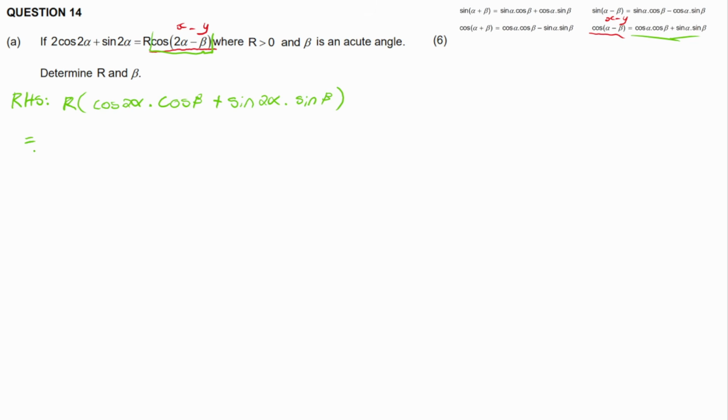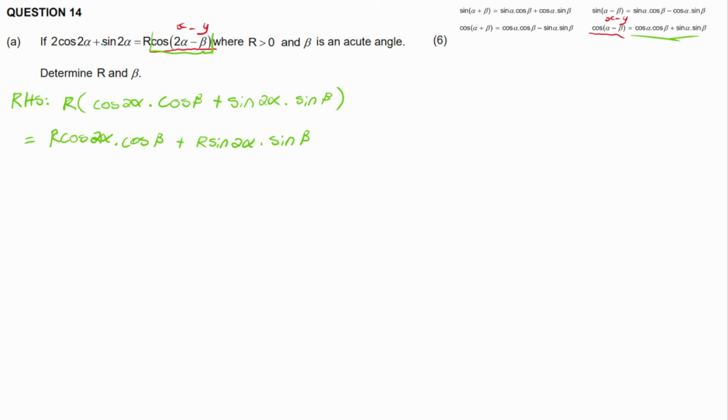Okay, let's keep rolling with this, and let's distribute that r. And if we distribute that r, what we're going to be getting is r cos 2 alpha cos beta plus r sine 2 alpha times sine beta. Okay, so we've got this going for us now. But what we need to do now is, I know it's tough to see, but we need to see a connection between the left-hand side and the right-hand side.